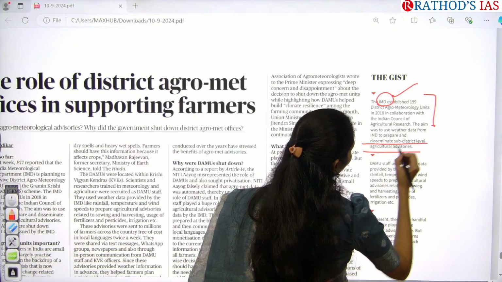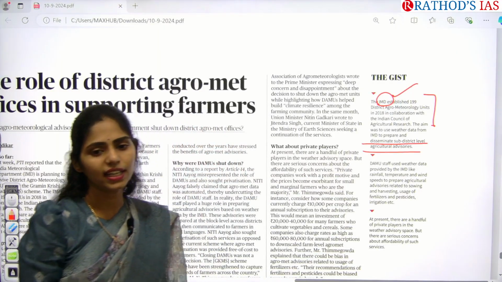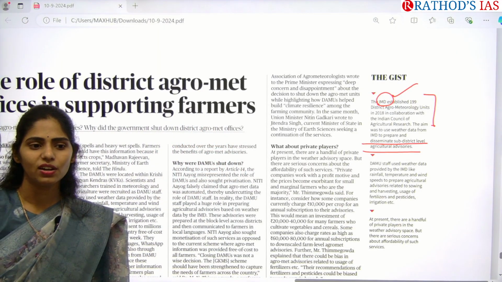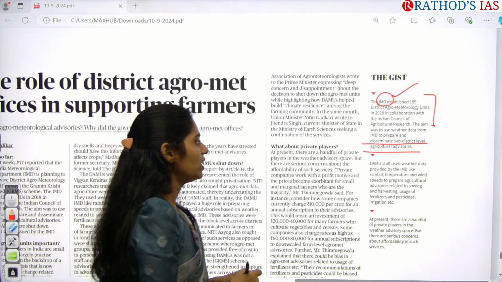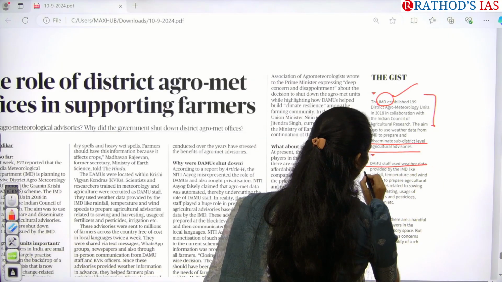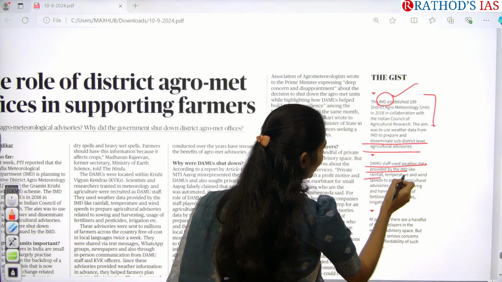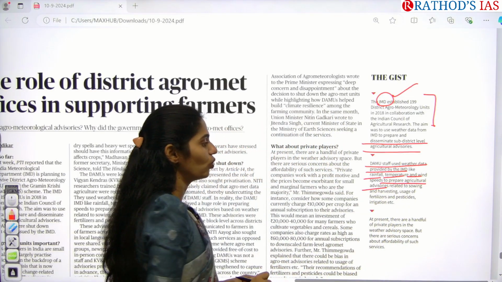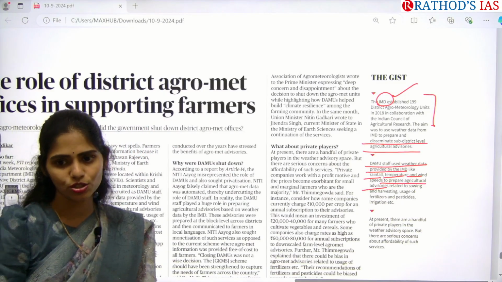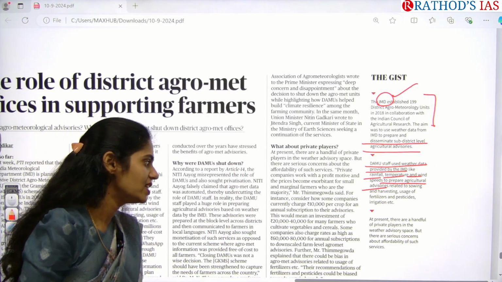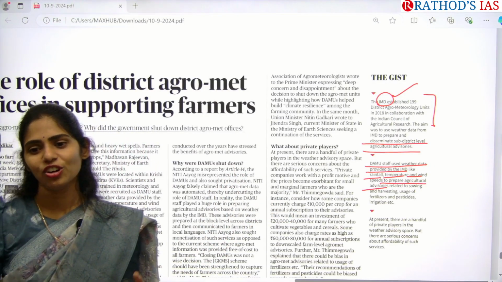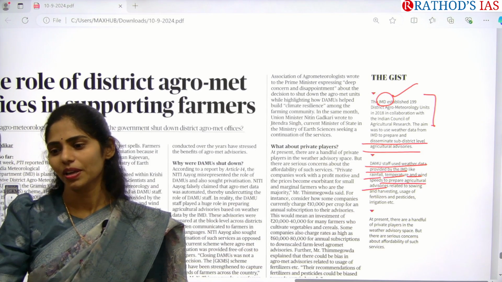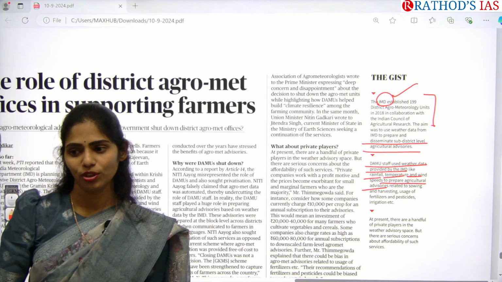And they will be giving sub-district level agriculture advisories. And next, they will provide the data given by IMD like rainfall, temperature, and wind speeds to prepare agriculture advisories related to sowing, harvesting, usage of fertilizers, usage of pesticides, as well as irrigation. So even you don't know about this, how will other people, like illiterate people, know about that?